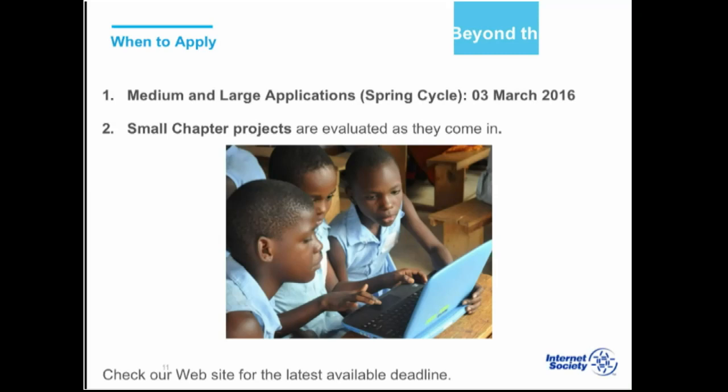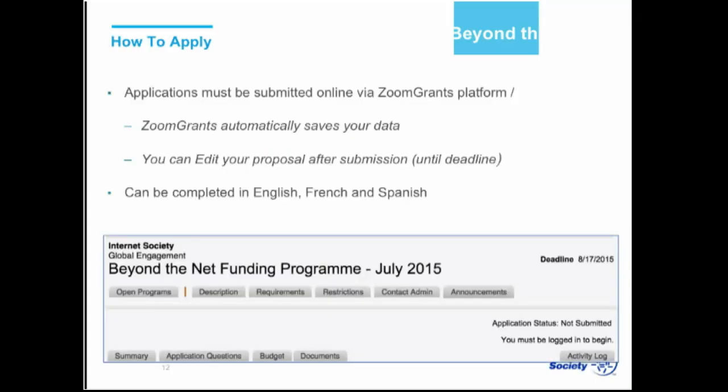As I mentioned before, small chapter projects are evaluated as they come in. And how can you apply? All our applications are received online through the Zoom Grants platform. It's quite easy to use. I just have here a screenshot of what it looks like.